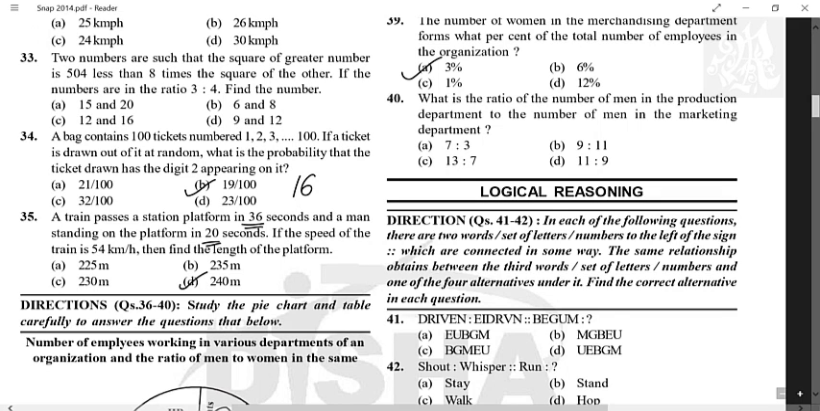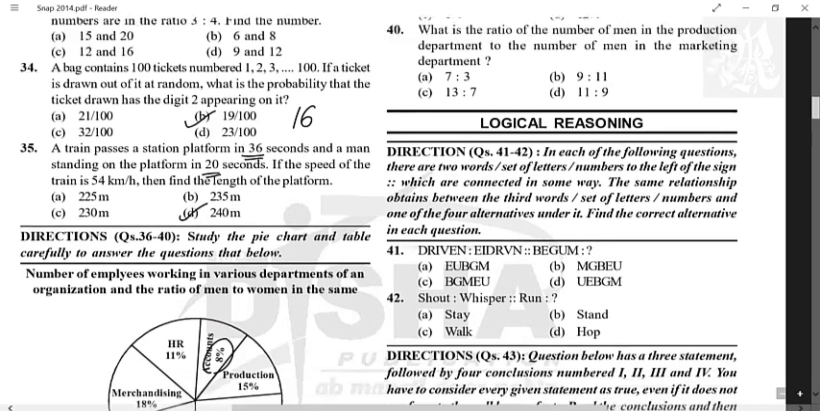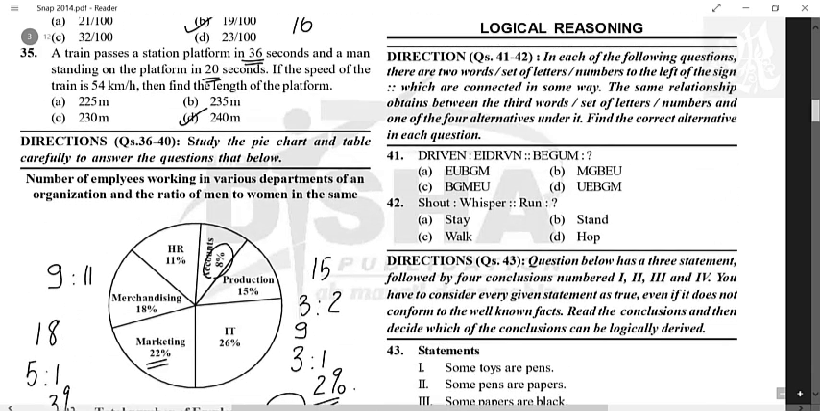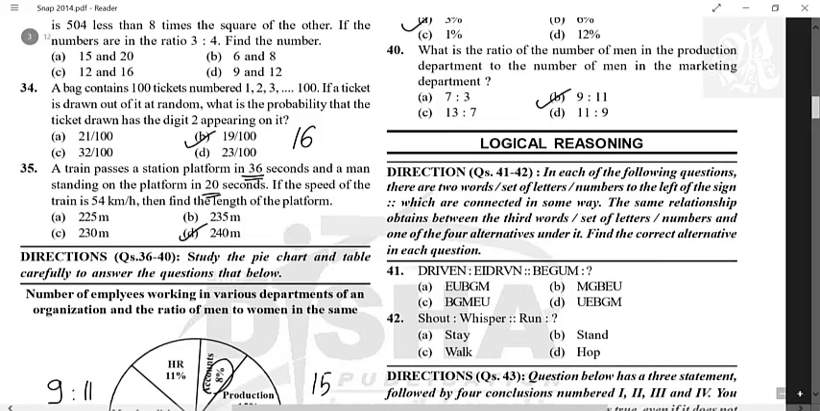Alright, so men in production, men in marketing. Now production is 15%, men however is 1:1, that is 7.5, and marketing is 22%. Production is 15% and men is 3:2, which is nothing but 15 has to be divided into 5 parts, so per part comes as 3, so this will be 9. So production has 9% males and marketing has 11% males because it's going to be 1:1, so the answer is 9:11, and that solves your case.